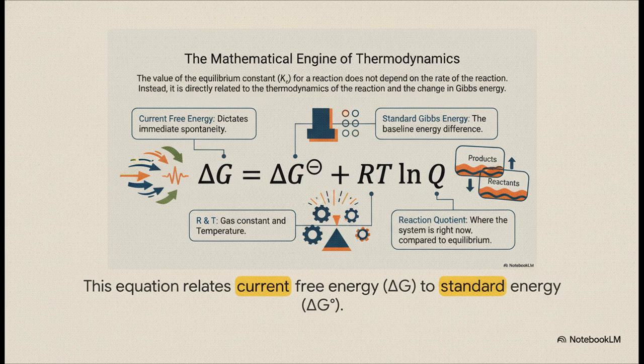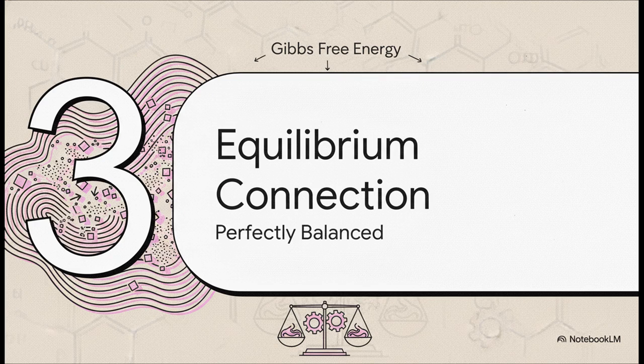That first delta G is the current free energy we just talked about, the push the reaction has right now. The delta G naught, the one with that little circle, that's the standard Gibbs energy. Think of it as a baseline, the reaction score under perfect, standardized lab conditions. R is just a number, the gas constant, and T is the temperature in Kelvin. Together, they kind of set the energy scale for what's happening. And that last piece, Q, the reaction quotient, that's just a snapshot of the ratio of products to reactants at any given moment.